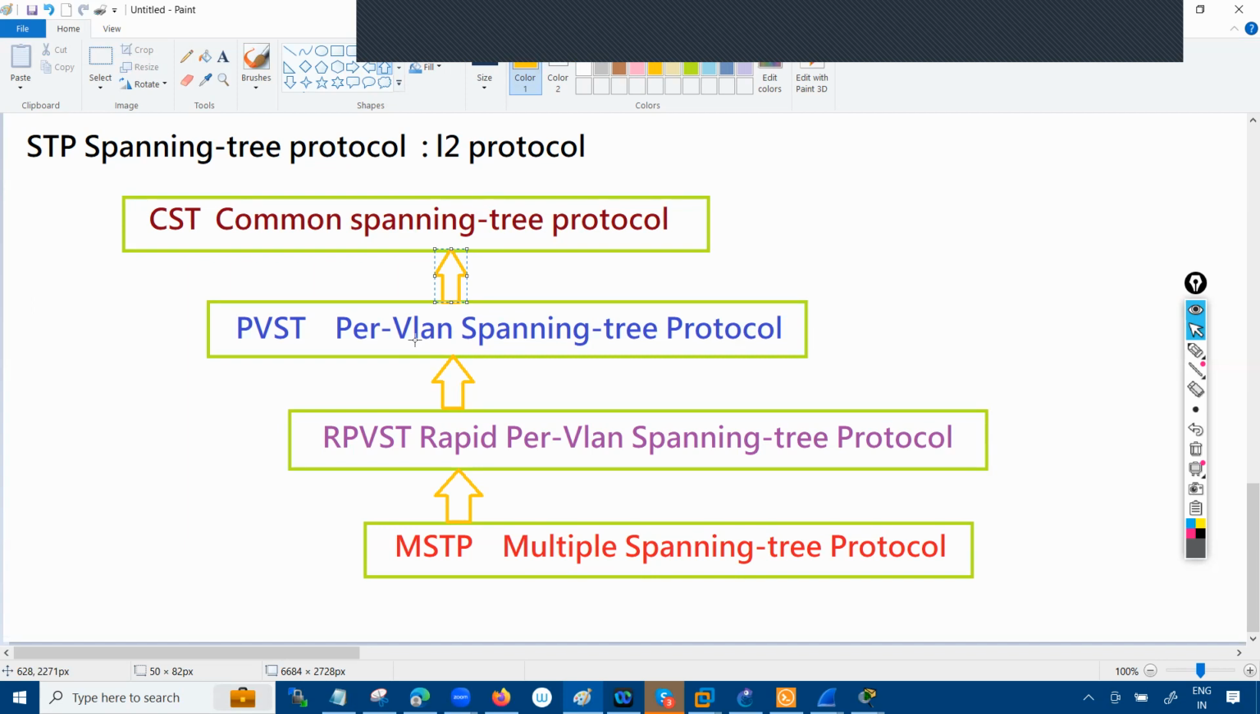So focus on the name first of all, because if the name is clear, you can easily understand each spanning tree. The first word is common. The second word, per VLAN. The third word, rapid. The fourth word, multiple.